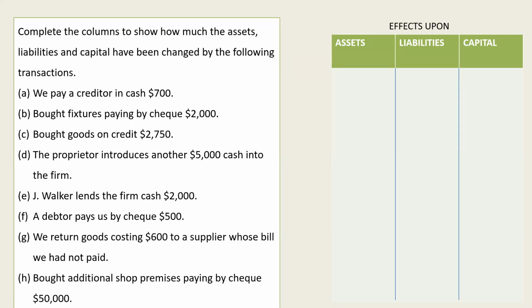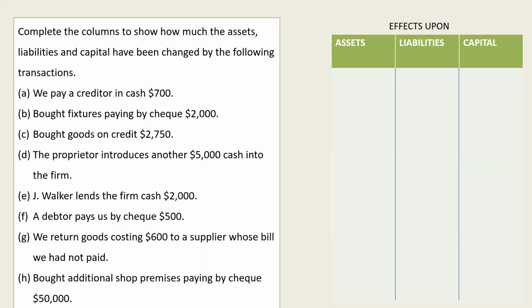For F, a debtor pays us by check $500. Us there means the business. So let us rephrase it. A debtor pays the business by check. They can use the term, they can say us meaning the business. So a debtor pays the business by check $500.